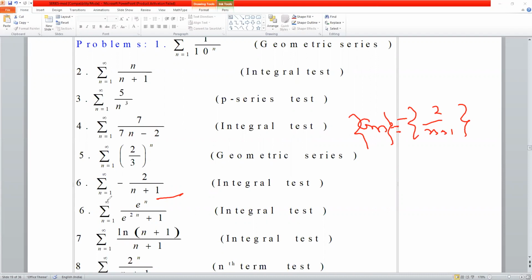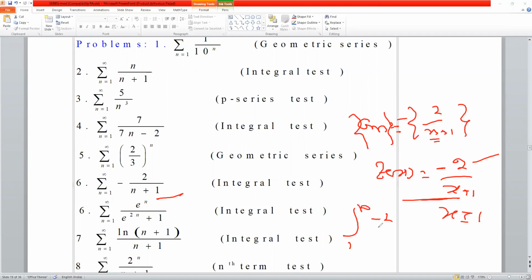So one can think of the integral test to verify whether the series is convergent or not. So let us write f of x, replacing n by x, that can be written as minus 2 by x plus 1. So this function is bounded for all x greater than or equal to 1, continuous and decreasing. So let us integrate this function from 1 to infinity, minus 2 by 1 plus x into dx.